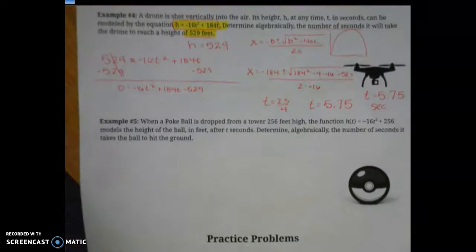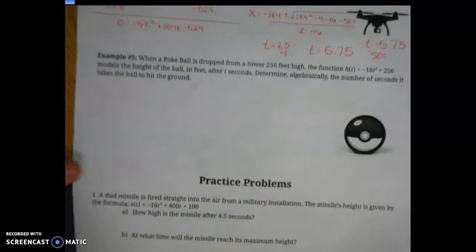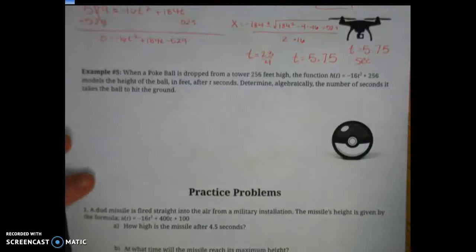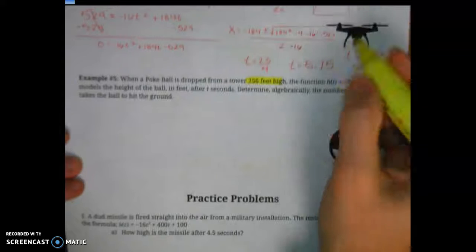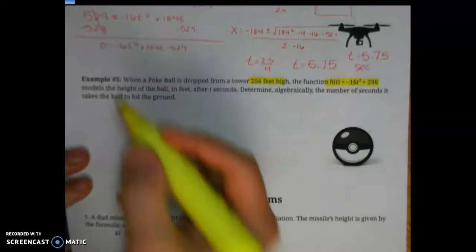Okay, one more. They're all a little bit different. That's why we're doing so many of them in this video. Let's see. Example 5, which would be your example 4. When a Pokeball is dropped from a tower 256 feet high, the function h of t equals negative 16t squared plus 256 models the height of the ball in feet after t seconds. So again, we're comparing height and seconds as our x and our y. Determine algebraically the number of seconds it takes for the ball to hit the ground.